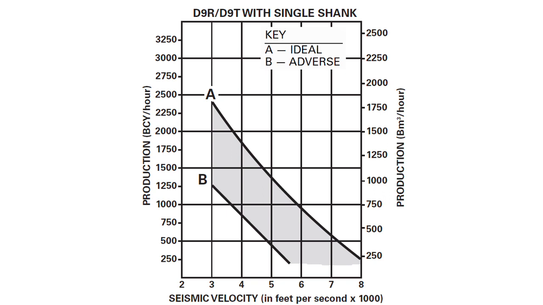A is for the maximum production in the ideal condition. B is the minimum production when operating in an adverse condition. Typically, the ripping production will fall in the gray area between these two curves.